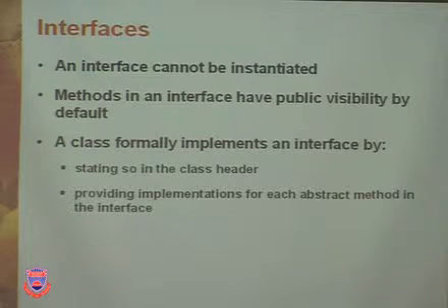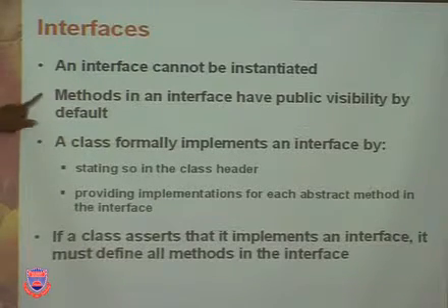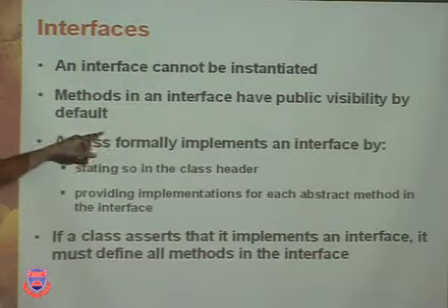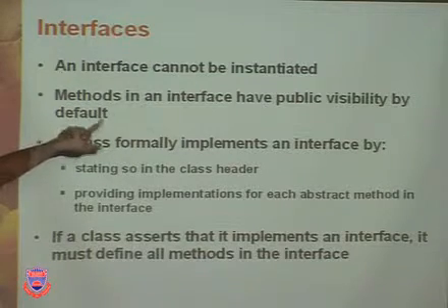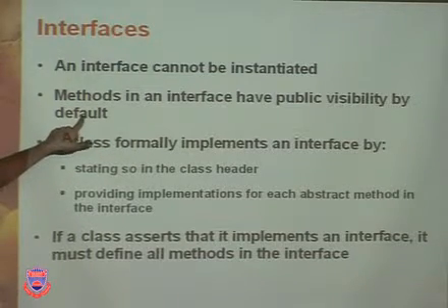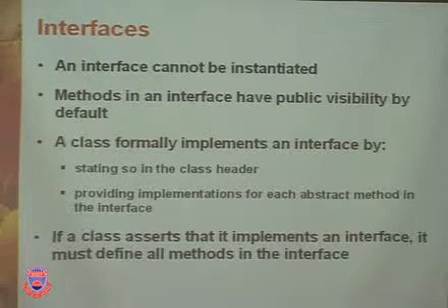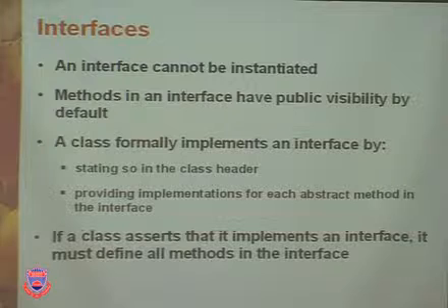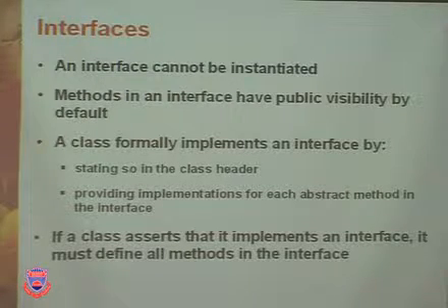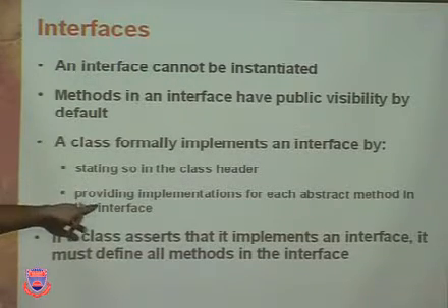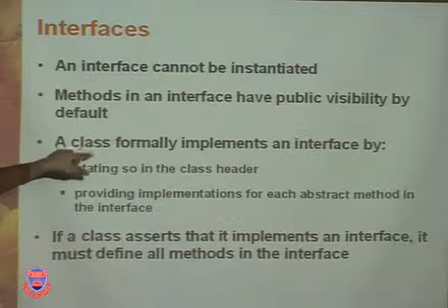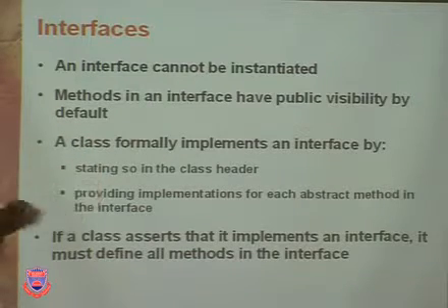So several things here. An interface cannot be instantiated, obviously. Methods in an interface have public visibility by default. So even if you don't put any visibility identifier, they are set to public by default. Since they're an interface, you want to have public to have availability to see them. And also, stating in the class header, you say that I will be implementing this interface.